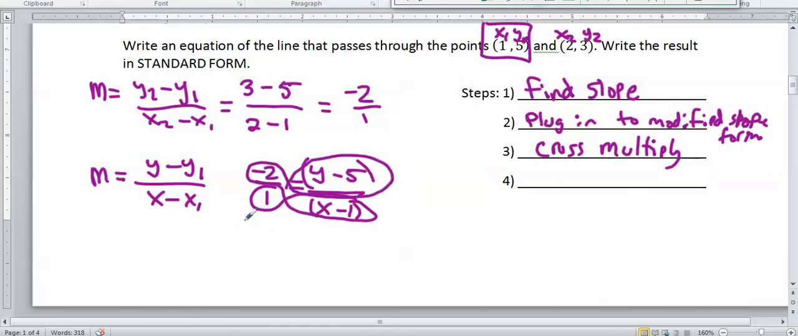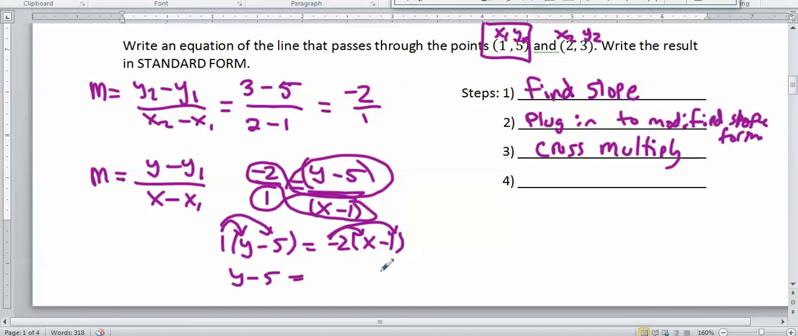So we start with the y's. 1 times (y minus 5) equals negative 2 times (x minus 1). And then simplify. 1 times y is y. 1 times negative 5 is negative 5. Negative 2 times x is negative 2x. Negative 2 times negative 1 is positive 2. Alright, so I've got an equation.